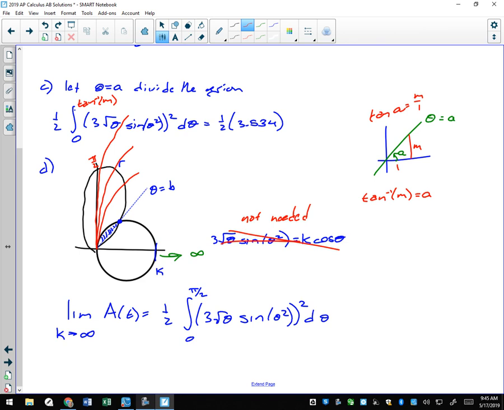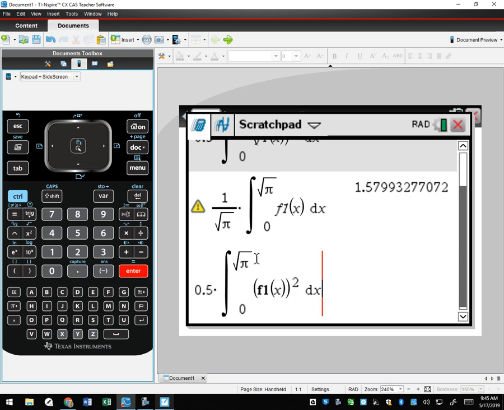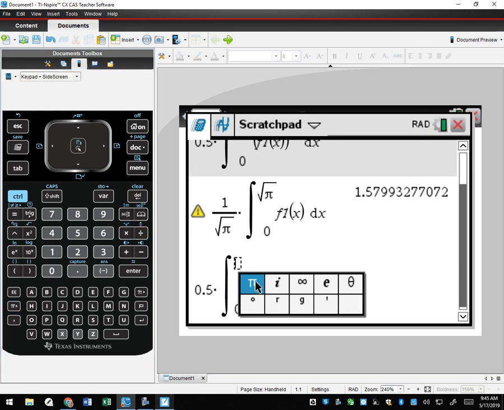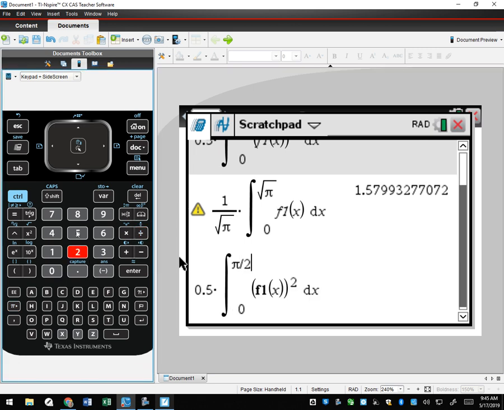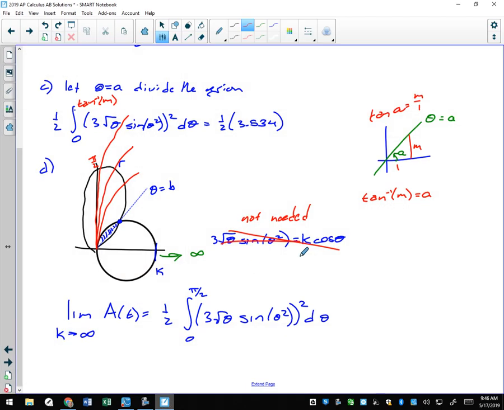And then I'll throw this into the calculator to make this a little bit quicker for me. I'm just going to bring this up and change the upper limit to pi over 2. Pi over 2. Control enter, and we get 3.324. There we go.